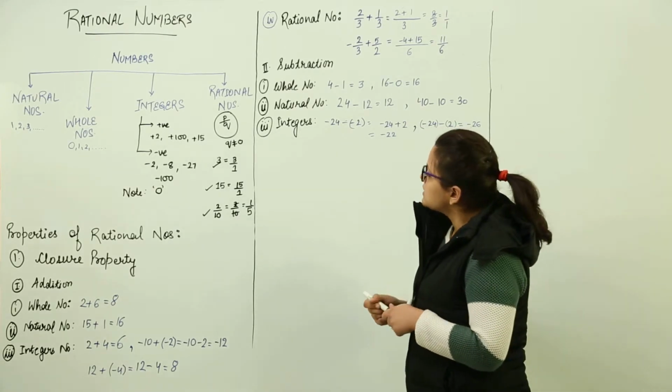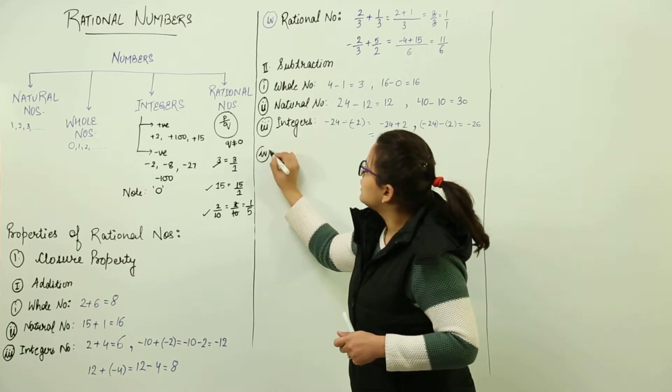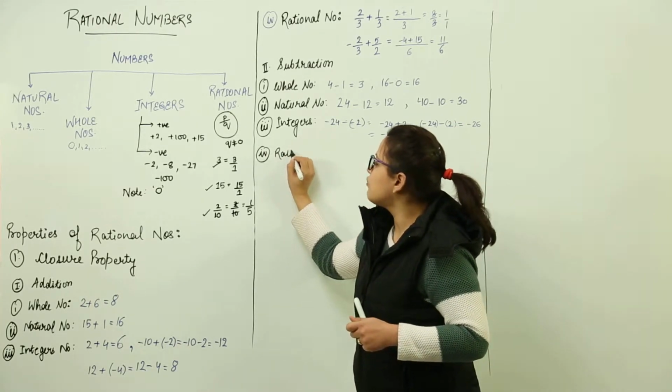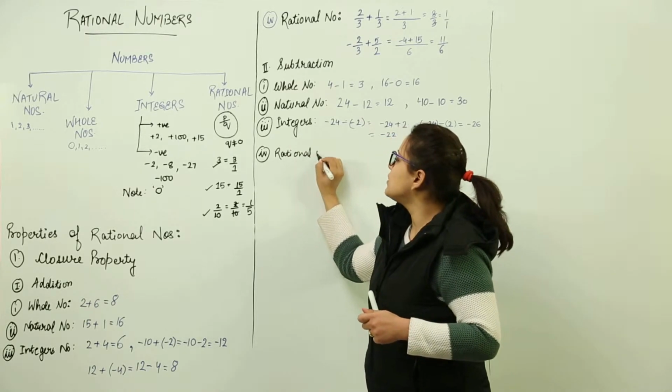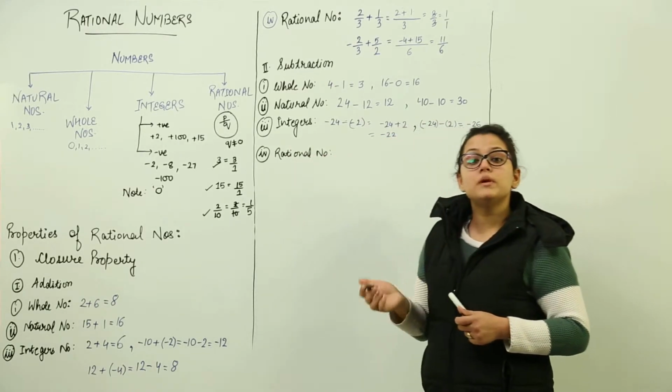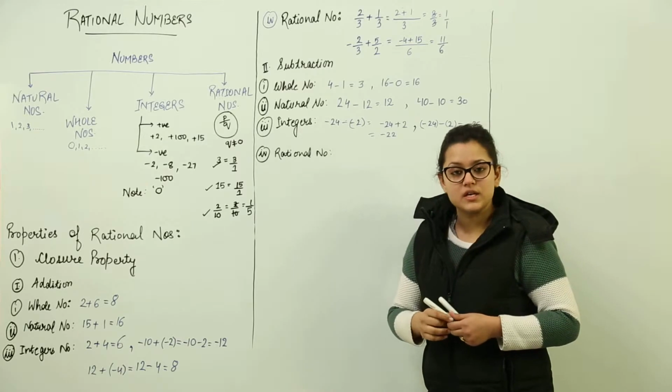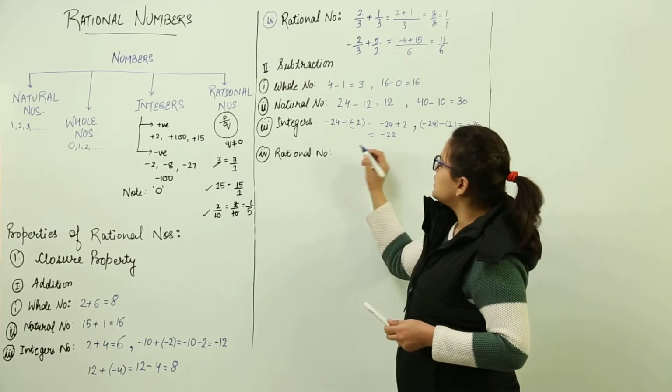The next type is our rational numbers. The rational numbers have no boundation of being positive or negative. So you can take up any number. Could be a positive rational number or a negative rational number. We will be dealing with any example.